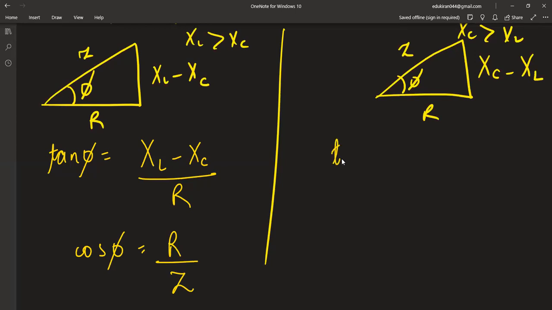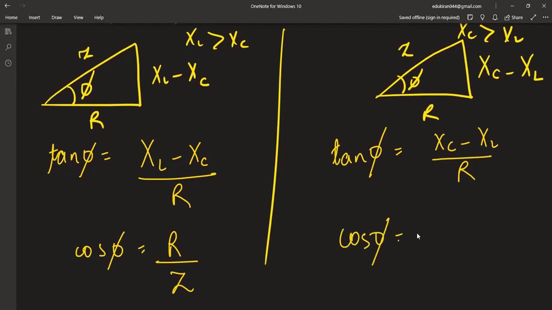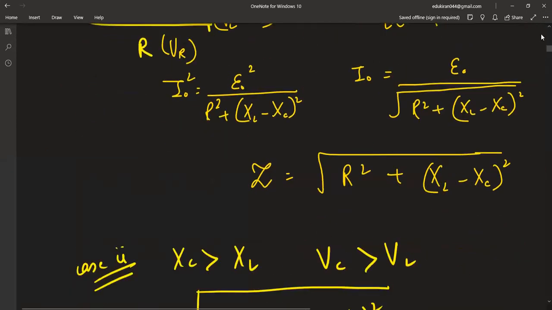See, when XC is greater than XL, in this triangle, perpendicular by base will be XC minus XL by R, right? But can you focus on cos theta? Cos theta is still equal to R by Z. So remember, this cos theta is universally true for all the quantities. All right. So you have these formulas. You can use any of these formulas, depending upon which is greater.